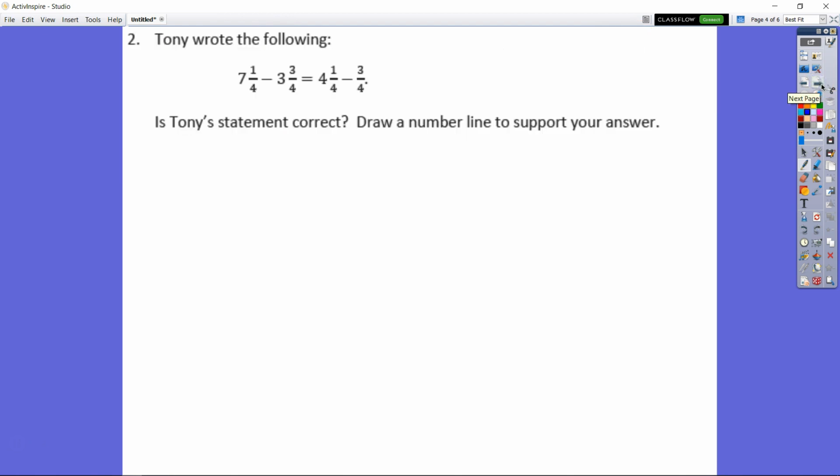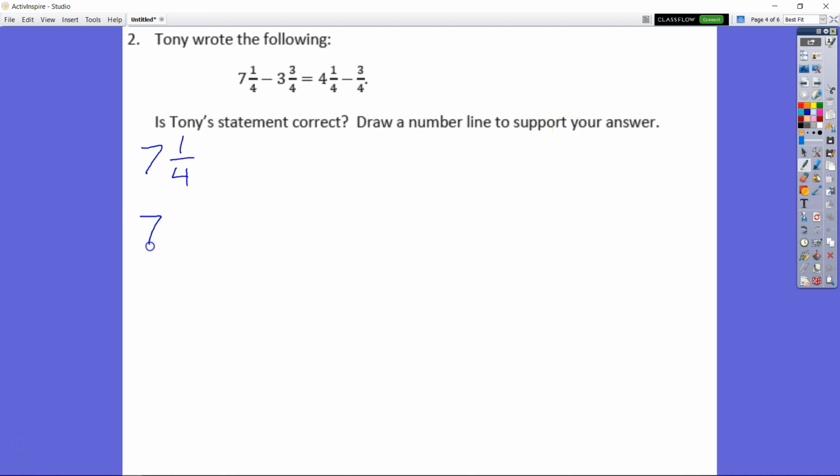All right. So we're looking at what Tony wrote. Tony wrote the following. He wrote 7 and 1/4 minus 3 and 3/4 is equal to 4 and 1/4 minus 3/4. Let's go ahead and see if that's the case. Now, we're going to just solve both problems, and it says draw. We want to see if he's correct, and then we're going to draw a number line to support our answer.